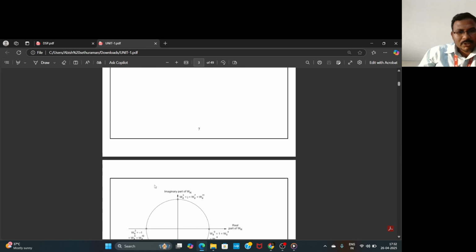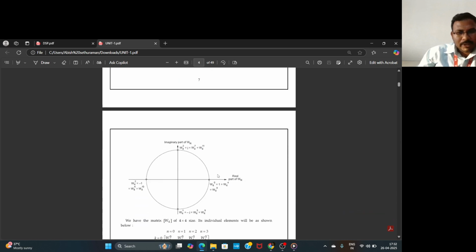The next one is W4. Applying the twiddle factor, for the real part and imaginary part we have W4 power 0, W4 power 1, W4 power 2, then W4 power 3. Here W4 power 0, expanding e power minus j 2 pi divided by 4, has nk value 0, so it is 1. Then W4 power 1 value is minus j, W4 power 2 value is minus 1, and W4 power 3 value is j.